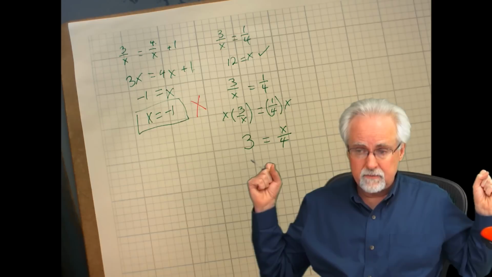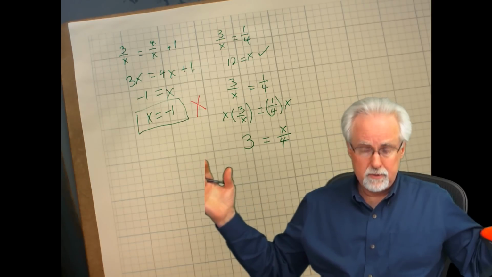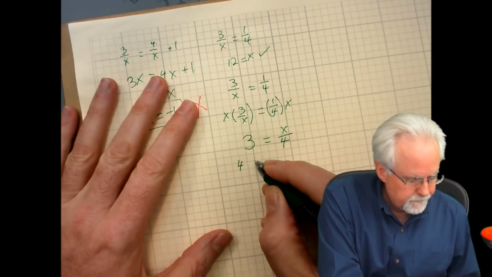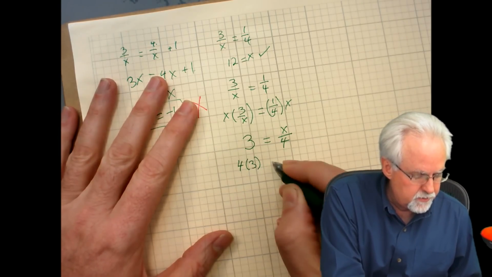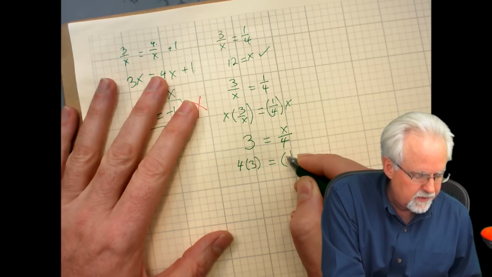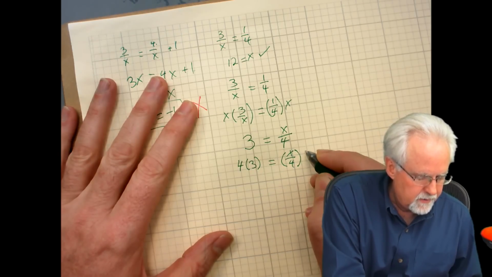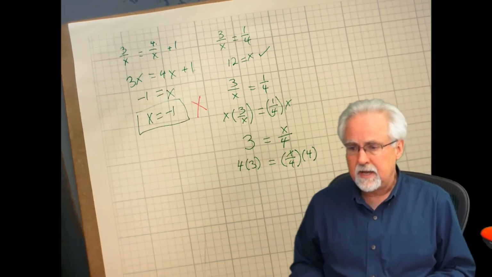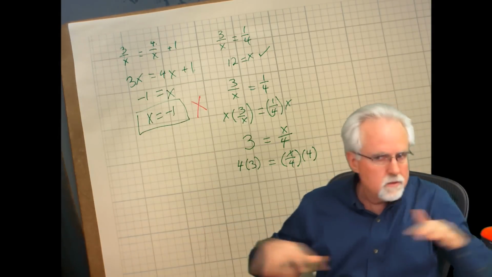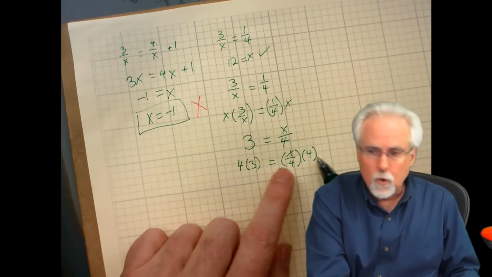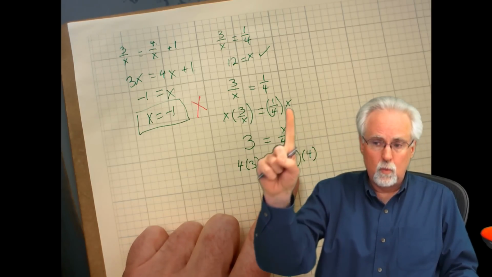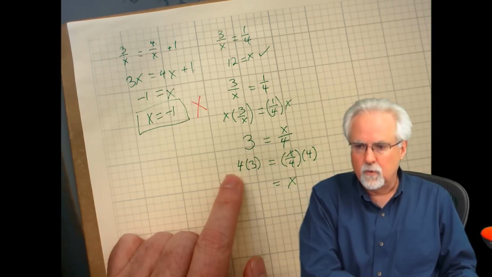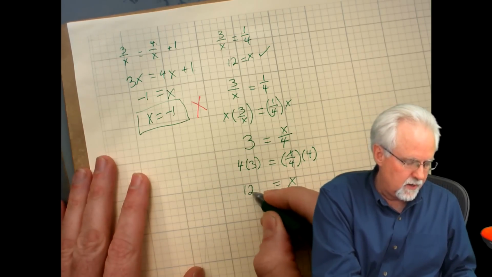What could I do to both sides of the equation? I could multiply both sides of the equation by 4. And so here I have 4 times 3, always use your parentheses, is equal to x over 4 times 4. Okay, then 4 over 4, the 4's cancel, right? No such thing as canceling. 4 divided by 4 equals 1. And x times 1 is equal to x, and 4 times 3 is equal to 12.